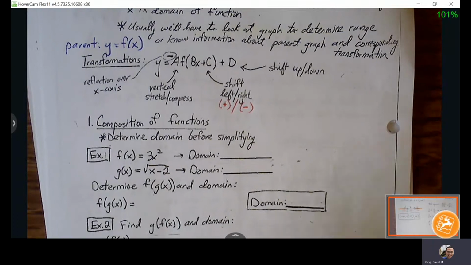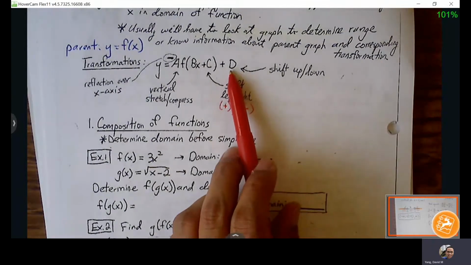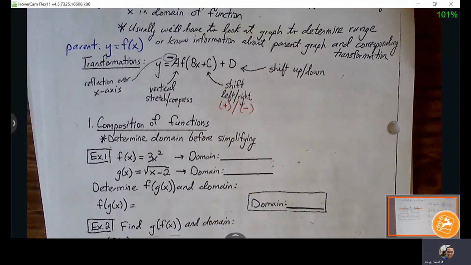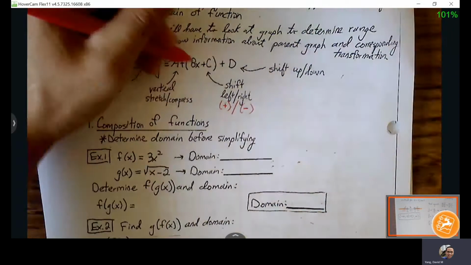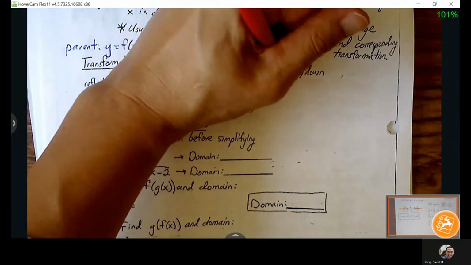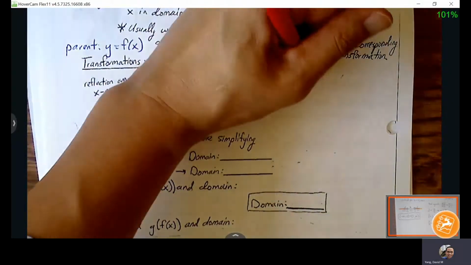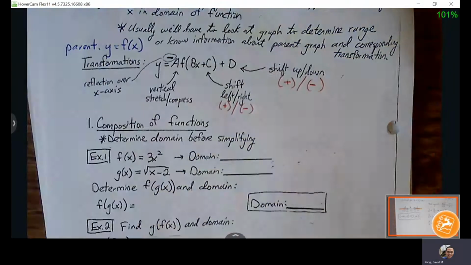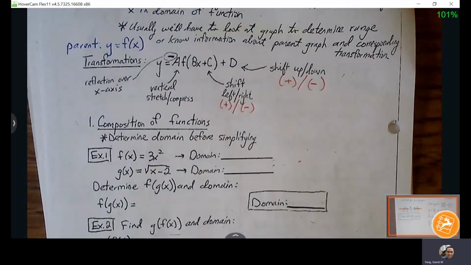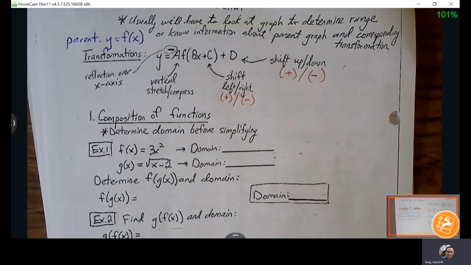Right. Any value that is being added outside the function, where it's not in a set of parentheses, is going to take the parent graph and shift it vertically, either up or down. So if you see a plus, that's going to shift the graph up. If you see a minus value, it's going to shift the graph down by that number of units.